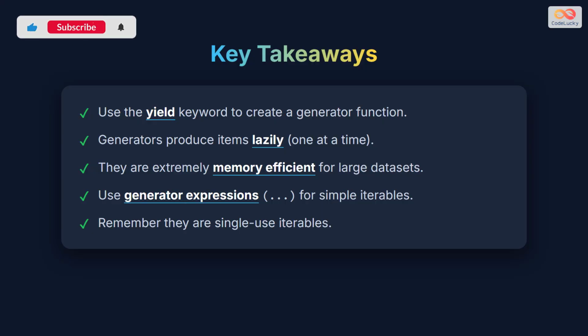To summarize, use the yield keyword to make a function a generator. They produce items lazily, making them perfect for large datasets where memory is a concern. Use generator expressions for simple cases, but remember that they can only be iterated over once.